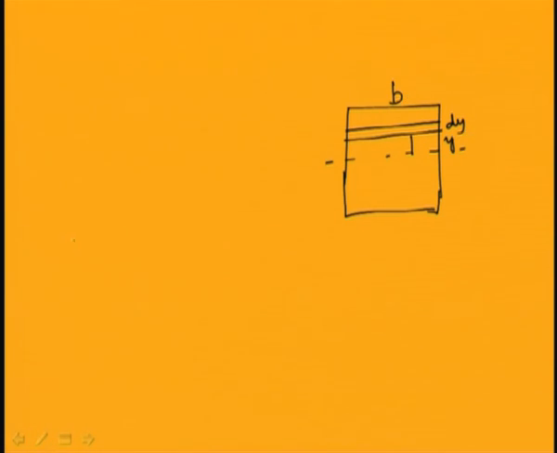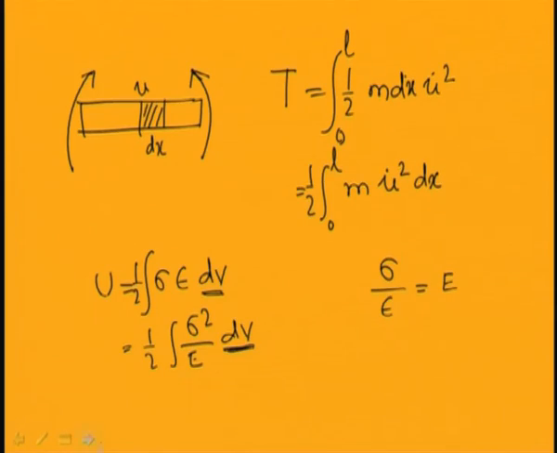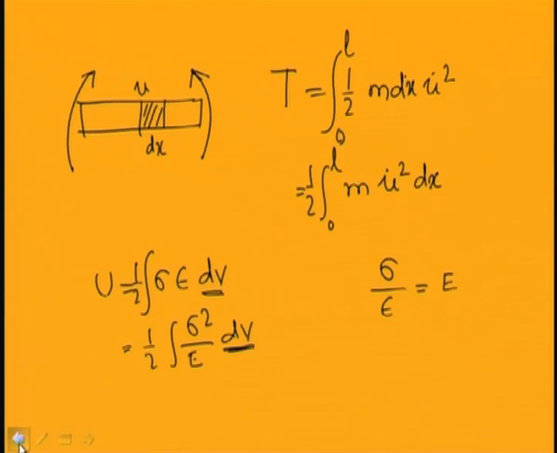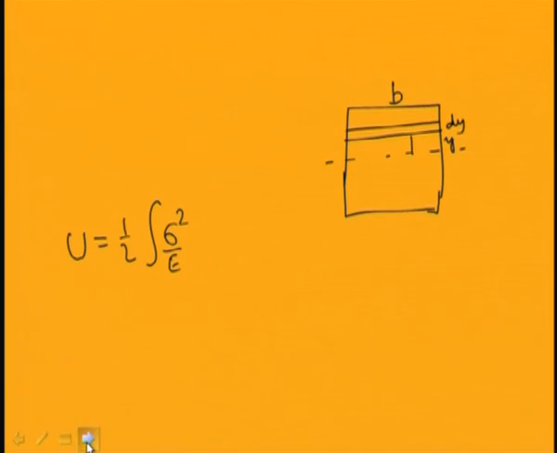So, I can write this U equal to integral of half sigma square by E into dV. For this dV I can replace it, as I am writing dV equal to b dx dy. So, I can put another integral, and this will be equal to b into dx dy.